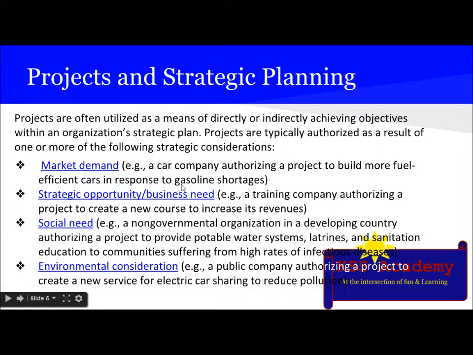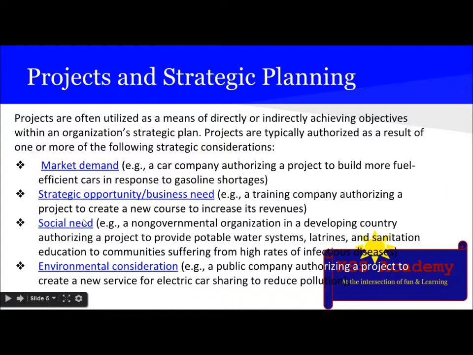Market demand, for example, a car company authorizing a project to build a more fuel efficient car in response to gasoline shortage. So this is an example of market demand which will lead to production of a new fuel efficient car. Another market driver could be strategic opportunity or business need. Example, a training company authorizing a project to create a new course to increase its revenue.